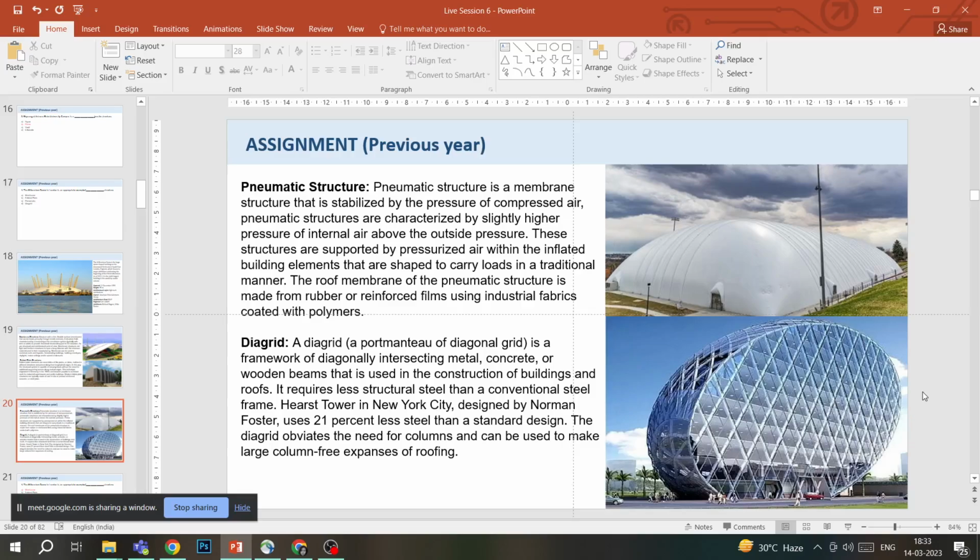It requires less structural steel compared to a conventional steel frame. One of the most famous examples is Hearst Tower in NYC, and it was designed by Norman Foster. Norman Foster is actually known for all the kinds of diagrid structures that he has made, and the Hearst Tower used 21% less steel than a standard design. That's how much steel you can save by using a diagrid structure rather than a conventional steel structure to support your building. And the diagrid obviates the need for columns and can be used to make large column-free expanses of roofing. So these are the four terms that were mentioned.